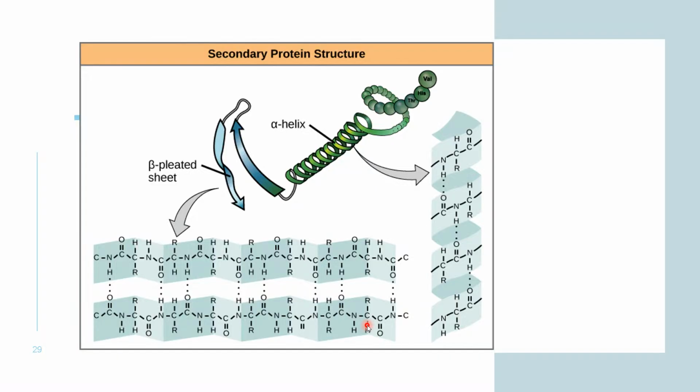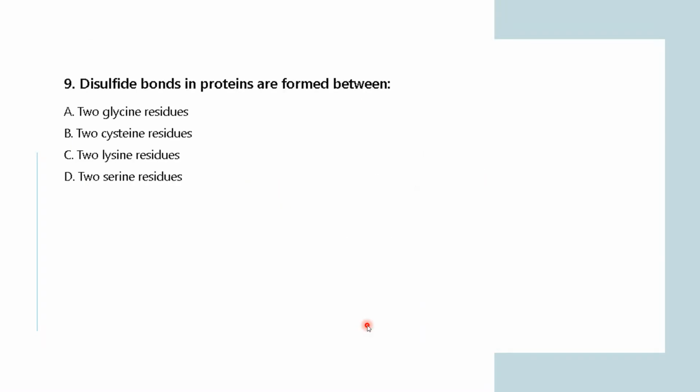Okay, so now going to the next question. Disulfide bonds in proteins are formed between two glycine residues, two cysteine residues, two lysine residues, or two serine residues. So for that, you need to know the structure of those particular amino acids.